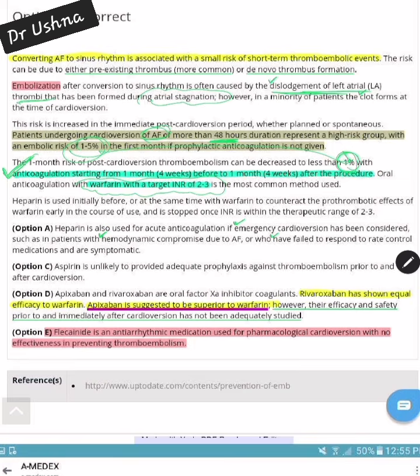Heparin can be used if there is an emergency cardioversion in an unstable patient who is hemodynamically compromised, which is definitely not the case in this scenario. And aspirin is not a good option. And apixaban, although apixaban is superior to warfarin, there is no efficacy study conducted for cardioversion related anticoagulation. Flecainide is an antiarrhythmic medication used for pharmacological cardioversion, with no effectiveness in preventing thromboembolism.